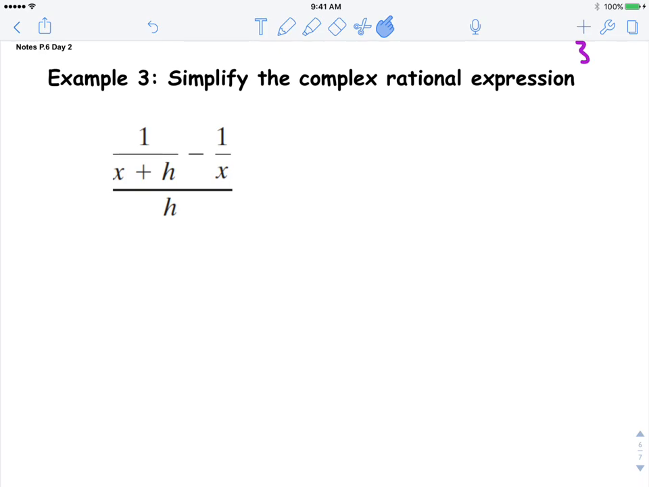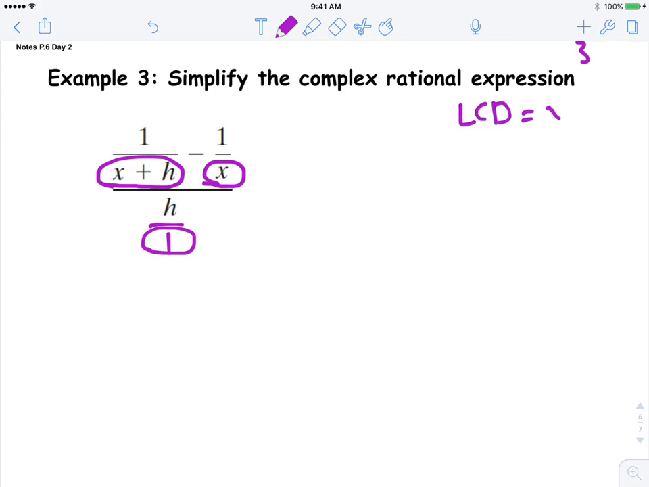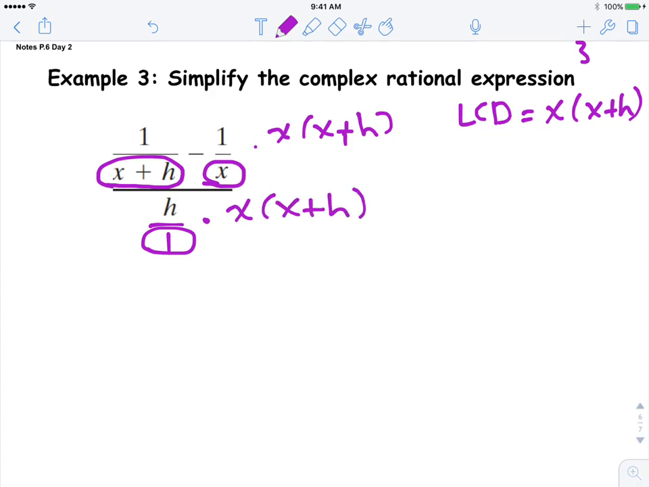Here's example 3, simplifying this complex rational expression. I'm going to go ahead and put a 1 in the denominator here. So now we have our 3 fractions. We're looking for the LCD. So the first fraction, denominator, denominator, denominator. So the LCD of this denominator is x quantity x plus h. So you're going to multiply this fraction by x, x plus h. You're going to multiply this fraction by x, x plus h, and this fraction by x, x plus h.